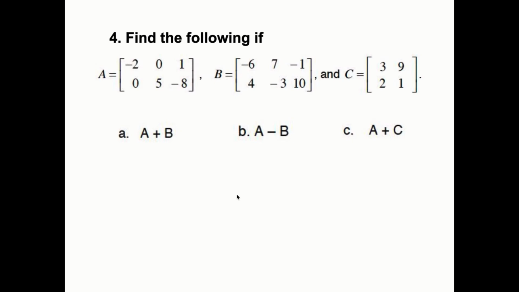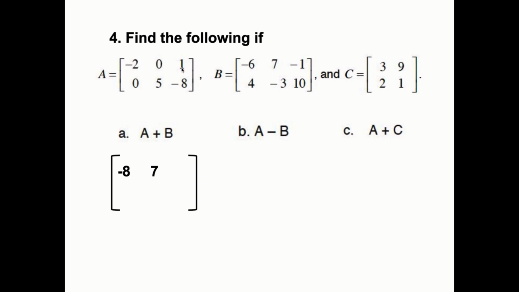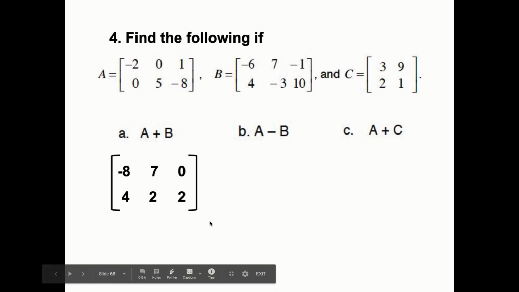Number 4 says to find the following. So we're adding matrix A and matrix B. So here we go. Negative 2 plus negative 6 would make negative 8. 0 plus 7 is 7. 1 plus negative 1 is 0. Bottom row. 0 plus 4 is 4. 5 plus negative 3 is 2. And negative 8 plus 10 is 2.